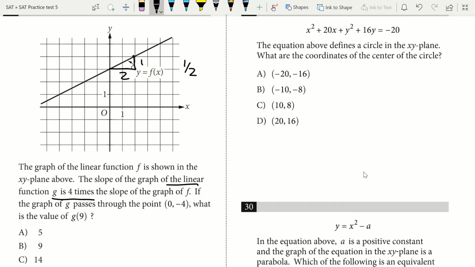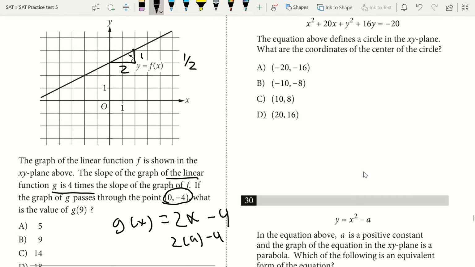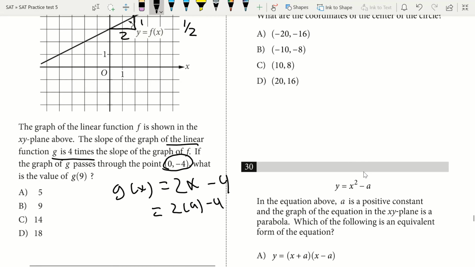I'm told that my function g of x, its slope is 4 times 1.5. 4 times 1.5 is 2, so I'll have 2x, and it passes through the point (0, -4), so that means my y-intercept is -4, so I'll have 2x minus 4 as my equation. What's the value of g of 9? That's going to be 2 times 9 minus 4. I know that 2 times 9 is equal to 18, and I know 18 minus 4 is equal to 14. My answer is going to be 14, C.